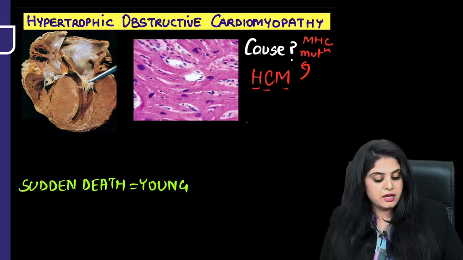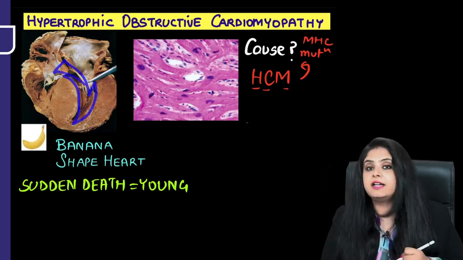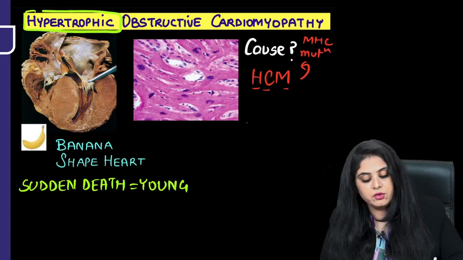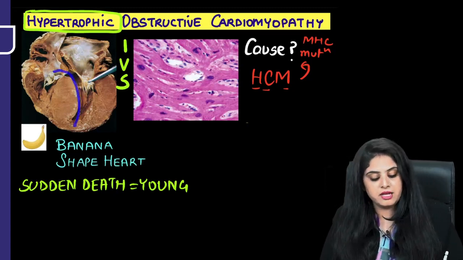How does the heart become? The heart looks like the very famous banana shaped heart. You can draw it like this and find out. See, why is it banana shaped? So kya hypertrophy hota hai? Revise from your notes. Hypertrophy occurs of the interventricular septum. The full heart has not hypertrophied. Interventricular septum ka hypertrophy hai.